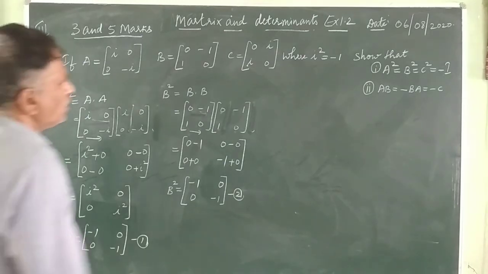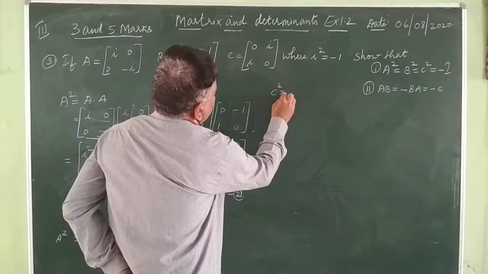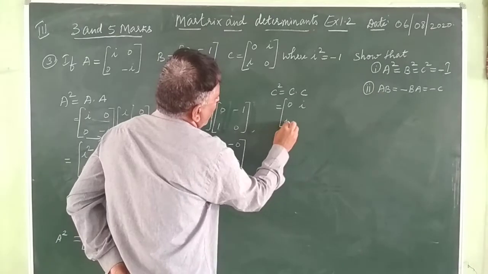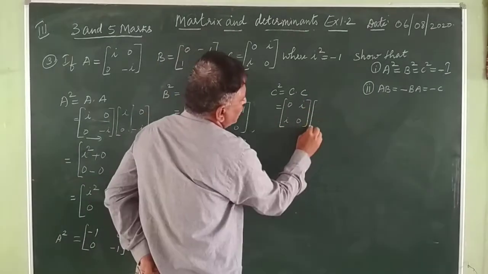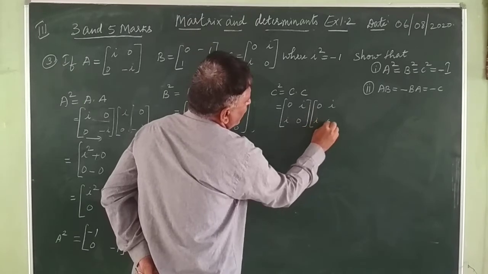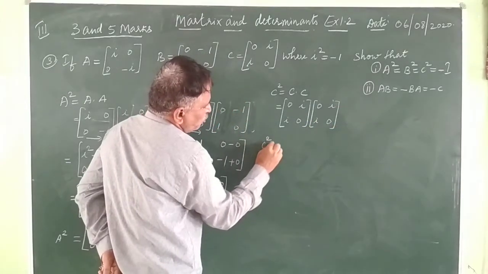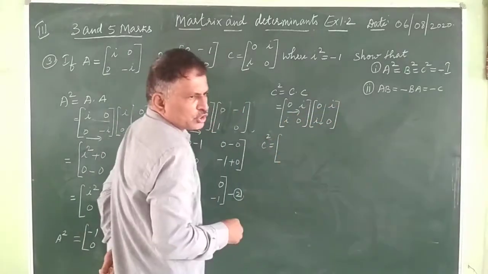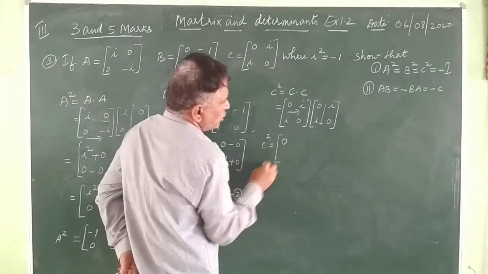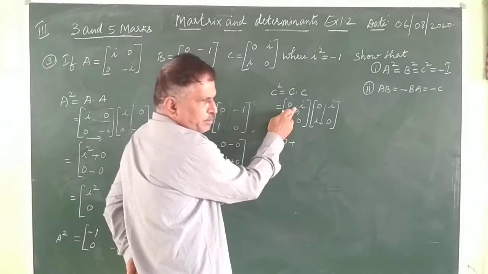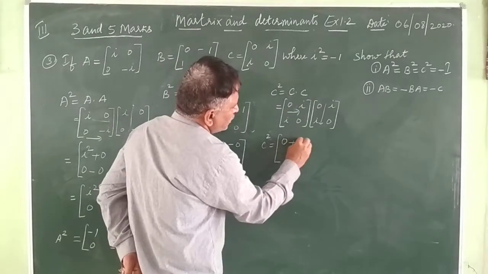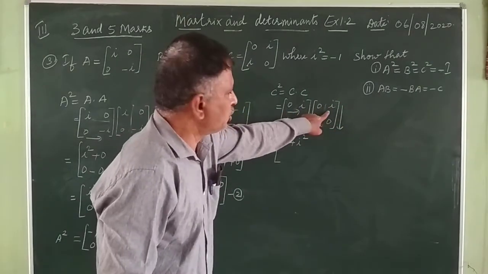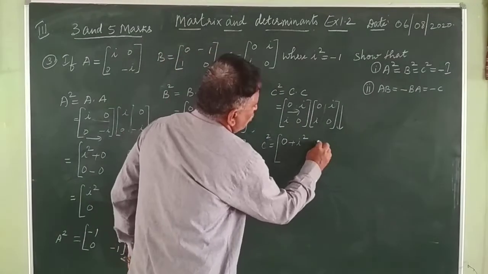Okay, that is 2. The next one is C square. C square I can write as C into C. What is C? [0, i; i, 0]. Again one more C is [0, i; i, 0]. So same procedure. C square is equal to what? First row, first column: 0 into 0, 0. Plus i into i is i square, because no sign being given means plus only. Next, first row, second column: 0 into i, 0. i into 0, 0. So 0 plus 0.